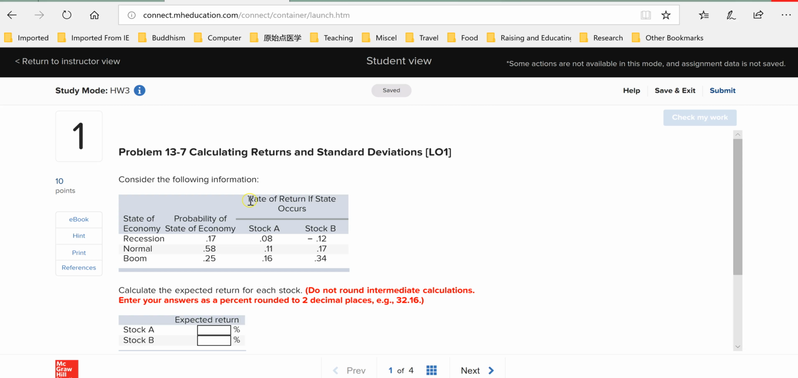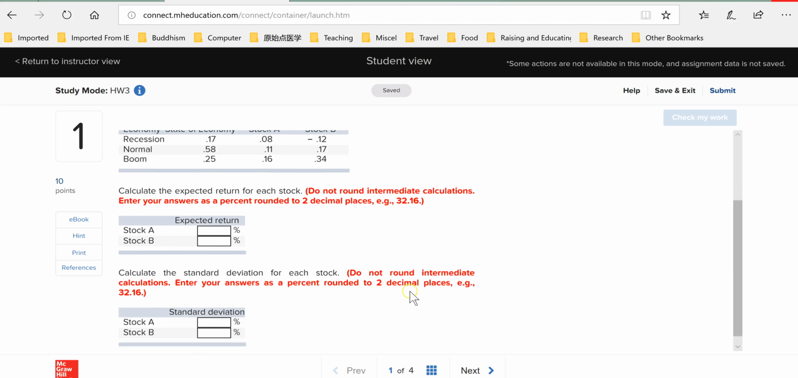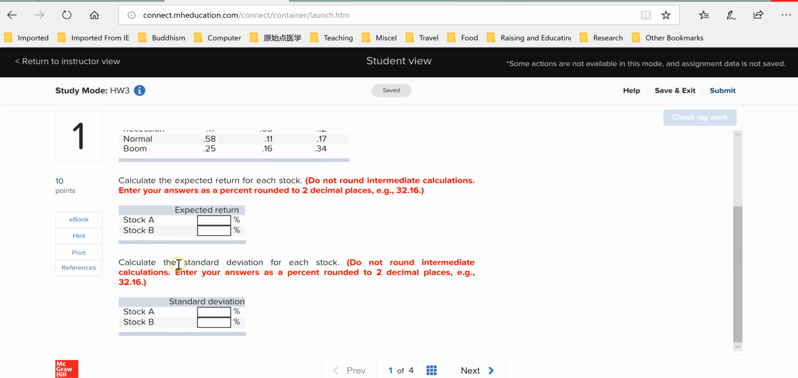Consider the following information. We're provided with this table with different economic states and the probability for each state and its corresponding return. And we have two stocks, stock A and stock B. The first part is on the calculation of the expected rate of return. But as I said, I will focus on the second part, the standard deviation calculations.